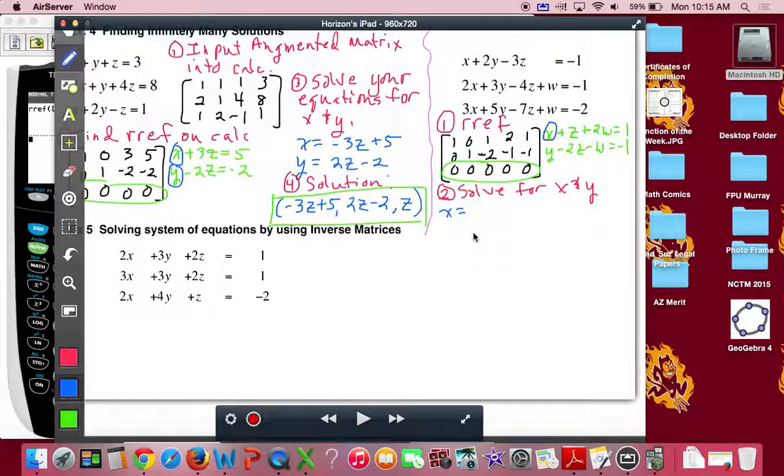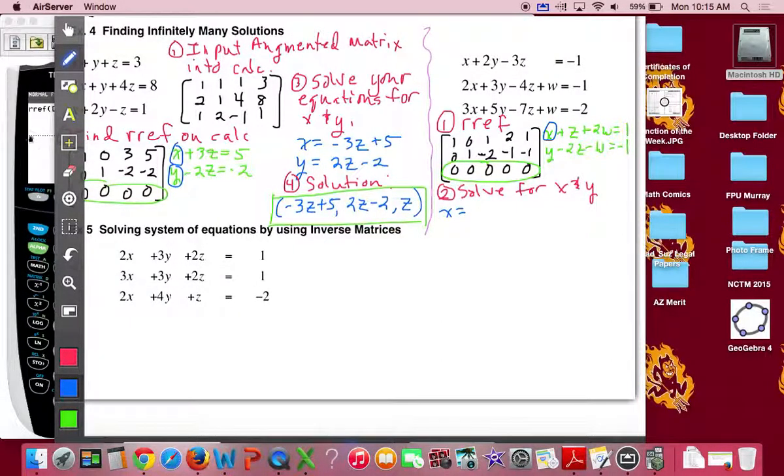All right. So x is equal to what? Negative z minus 2w plus 1. Right? So the 1 didn't change signs. What does y equal? Positive 2z plus w minus 1. So once we solve for x and y, all that's left is our solution.